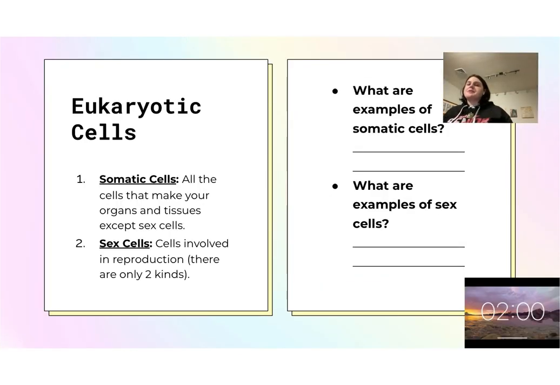There are 2 main types of eukaryotic cells when it comes to the human body. There are somatic cells, which are all the cells that make up your organs and tissues except sex cells. And then there are sex cells, which are the cells involved in reproduction, and there are only 2 kinds. So I want you to give me some examples of somatic cells, based on our little definition there, as well as 2 examples of sex cells. Go ahead and write those down for me.